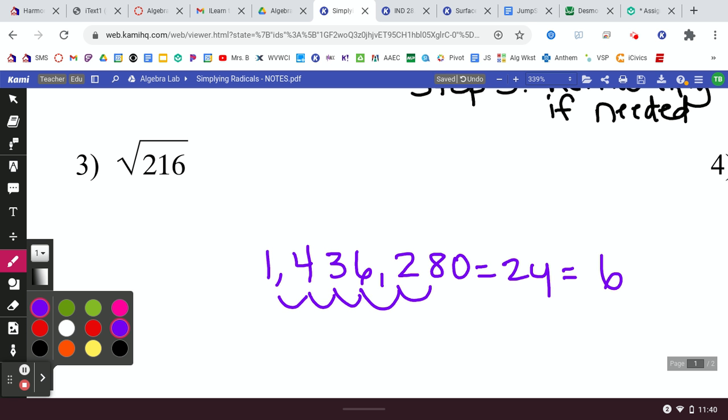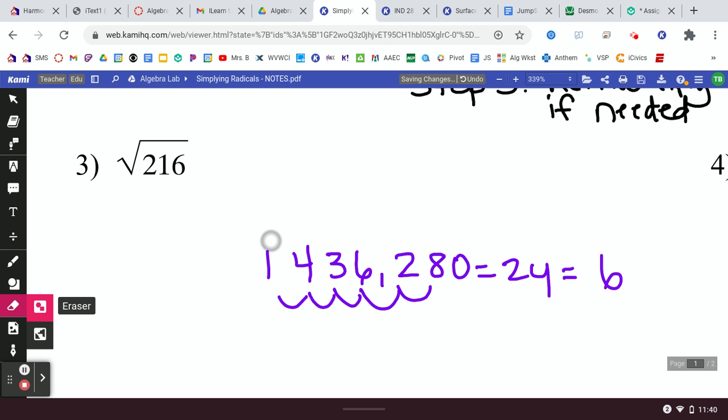Then 1,436,280 is divisible by 3. I know. I learned that in my first year teaching here. One of my students taught me that. I thought that is the coolest thing I've ever seen.